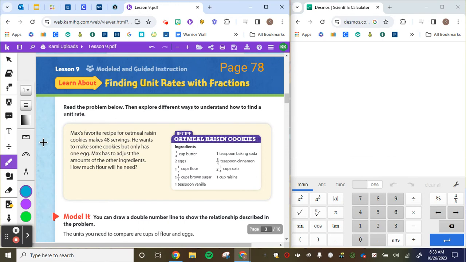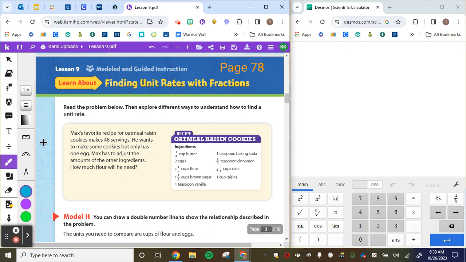Today in lesson 9, we are going to be talking about finding unit rates with complex fractions, which is what we did in the introduction. When we are finding unit rates, it will help us to find how much something is for one item. It is an extremely important skill because it will help you compare rates. We are going to find unit rates in this first part on page 78, and then we will be comparing unit rates on page 80.